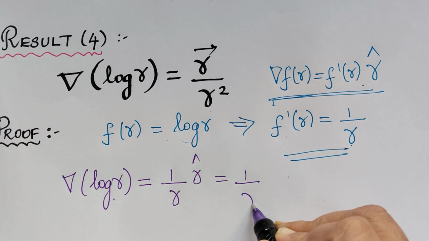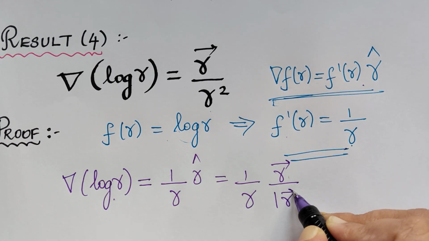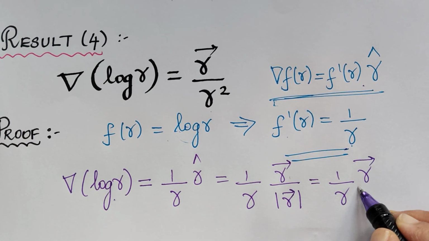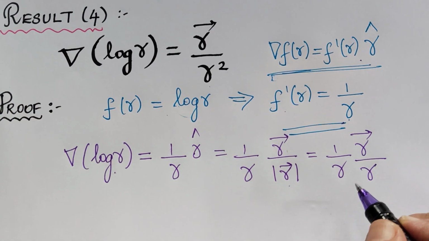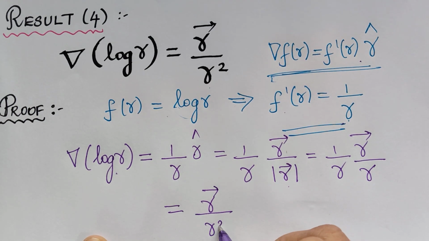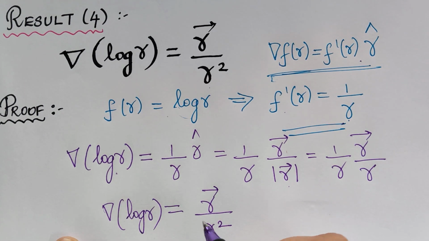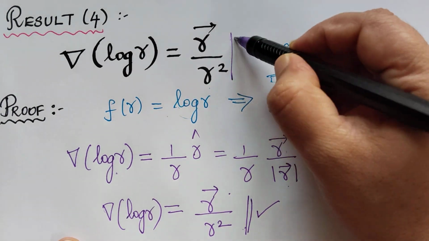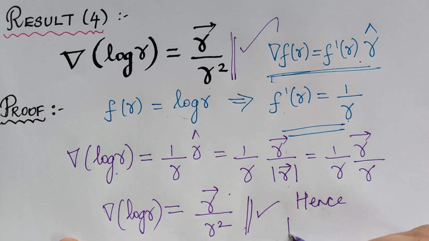That's equal to 1 by r. But what is r cap? R vector divided by modulus of r vector, which is equal to 1 by r multiplied with r vector divided by, what is modulus of r vector? It is r. So therefore this will be equal to r vector divided by r square. Therefore we have proved that nabla of log of r is equal to r vector divided by r square, which is the required result. So hence we have proved all the 4 results.